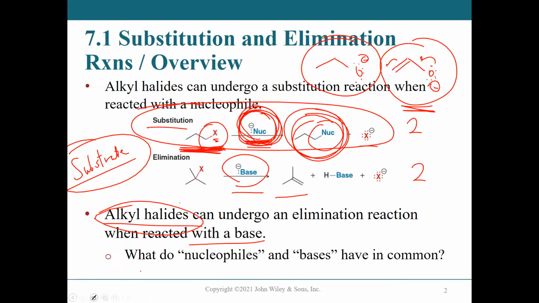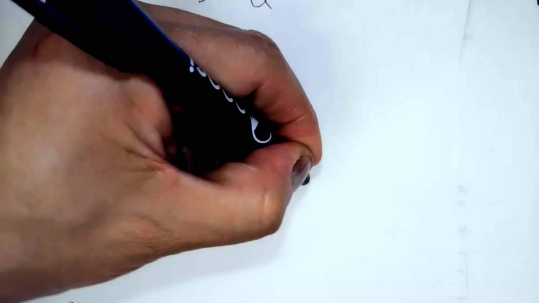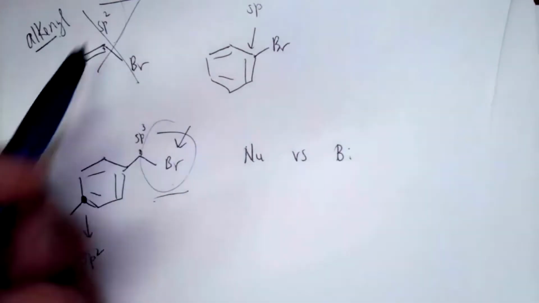So what do nucleophiles and bases have in common? As I said, I can use this slide to tell you the difference right now. The difference between a nucleophile and a base is the ability of attacking a particular target. So let me use that. Nucleophiles versus bases. What's the difference between a nucleophile and a base?